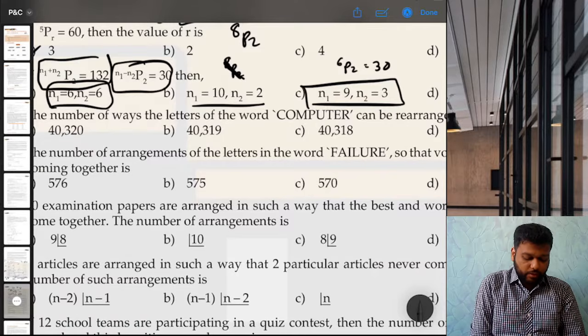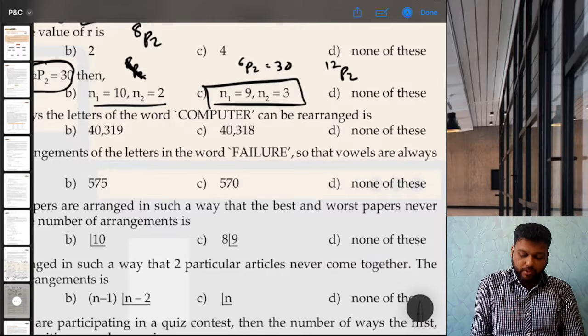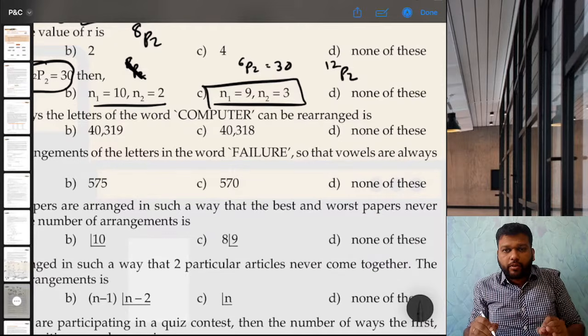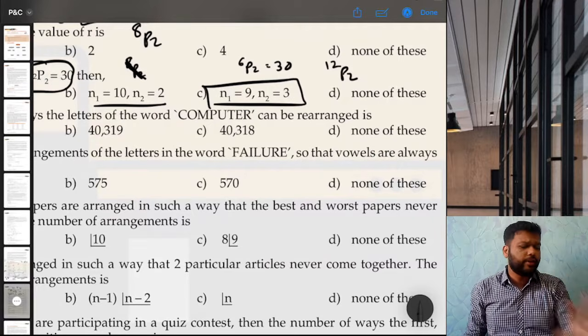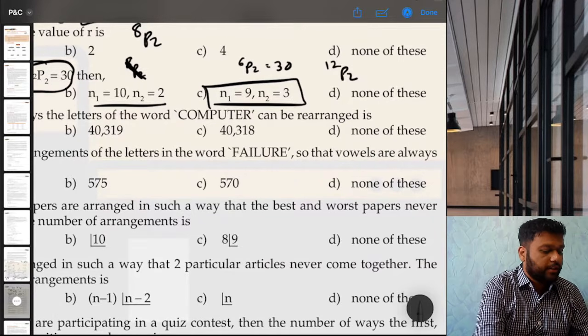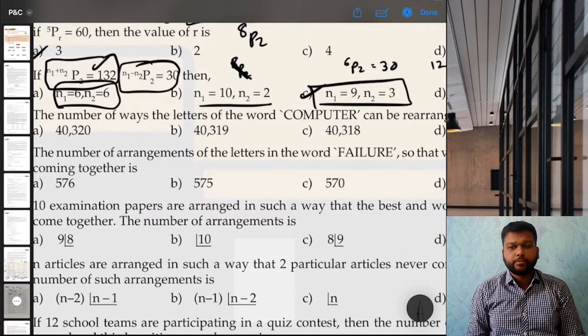Let's check the first one also. n1 plus n2, that is 12. 12p2 is what? 12 factorial divided by 10 factorial. So 12 into 11 into 10 factorial, the 10 factorial will cancel. So 12 into 11 is the answer. 12 into 11 is 132. So that is also matching. So C is the correct answer.